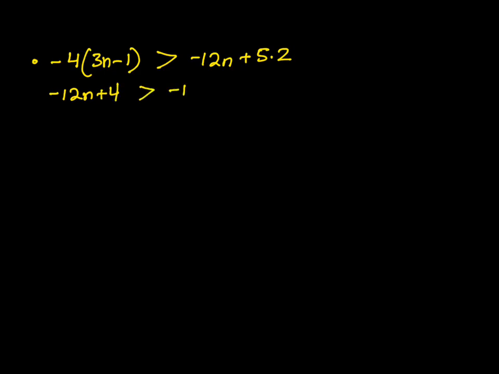Let's do another example. This is just all practice. So now here it's a combination of distributive property, right? So the more you practice on this, the better you're going to get on this one. So you have negative 12n plus 4 that's greater than negative 12n. Now this question is slightly different if you see that. Plus 5.2, there's a decimal here.